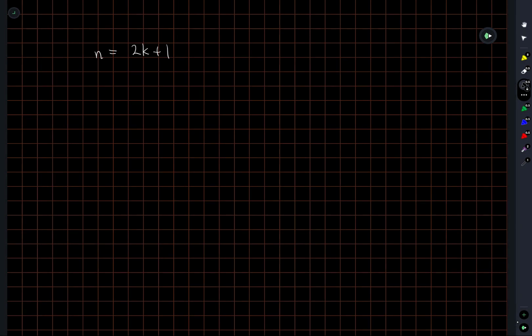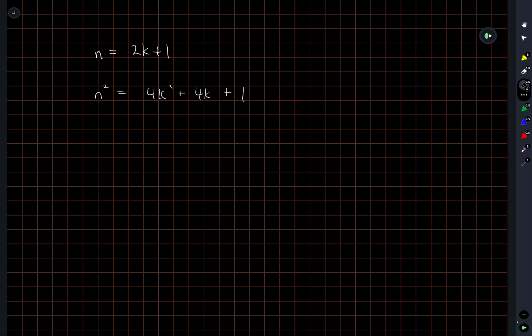And then I want to show that n squared is... sorry, not that n squared is a multiple of 8. It's one more than a multiple of 8. So I'm just going to square both sides of this. So n squared is equal to 4k squared plus 4k plus 1.